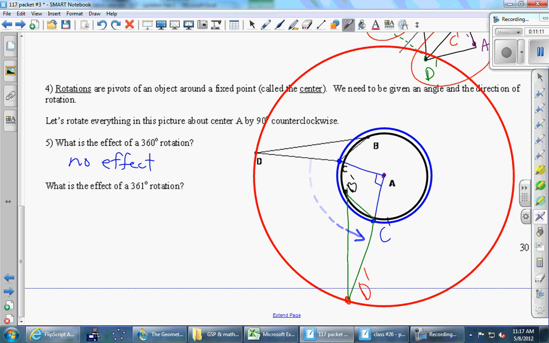What's the effect of a 361 degree rotation? Yeah, it's the same as 1 degree. Okay, not really. I mean, if you went 361 degrees, that would be a full revolution that you physically moved, but then just 1 degree is the net result.